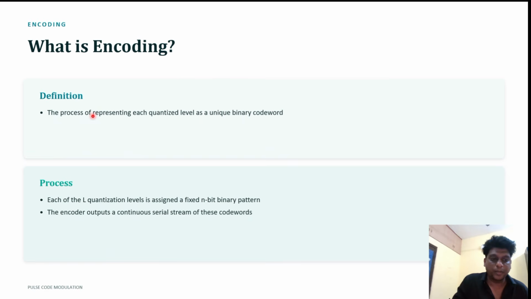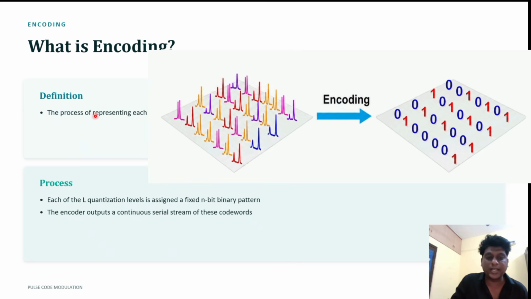Encoding. What do we mean by encoding? After quantization, we perform encoding. It is the process of representing each quantized level as a unique binary code word.